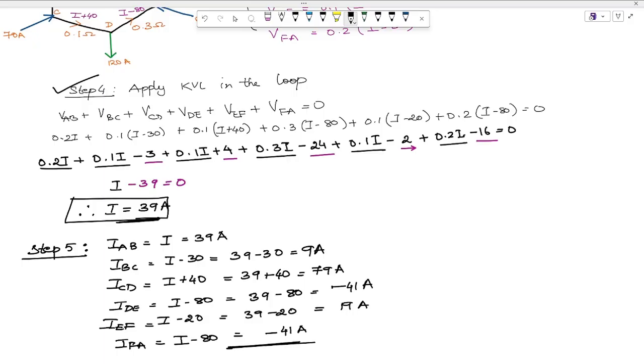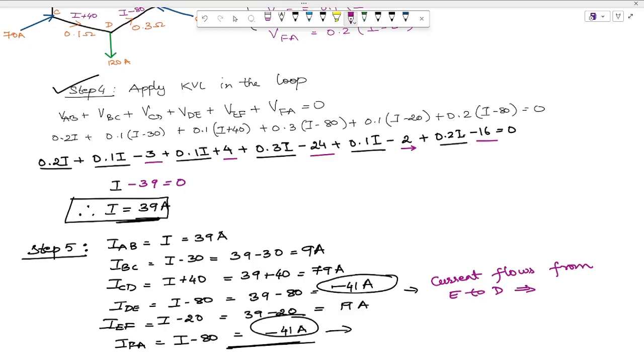So these are the branch currents. Now if you look here, we have two branch currents which are negative in nature. What does it mean here? It says that these currents are actually flowing in the opposite direction based on the assumed current direction. So here I can say that the current flows from E to D. You can also write that as IED is equal to 41 amperes. Similarly here I can write that IAF is equal to 41 amperes.